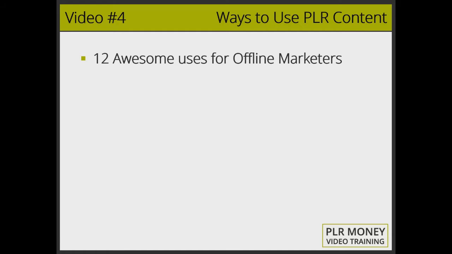12 awesome uses for offline marketers. Brochures. Use the PLR content, graphics, or adaptable logos in your own business's brochures and flyers. Newsletters. Adapt and use content in your newsletters. Trade shows. Videos, audio, presentations, and content can all be used when you attend trade shows or conventions.